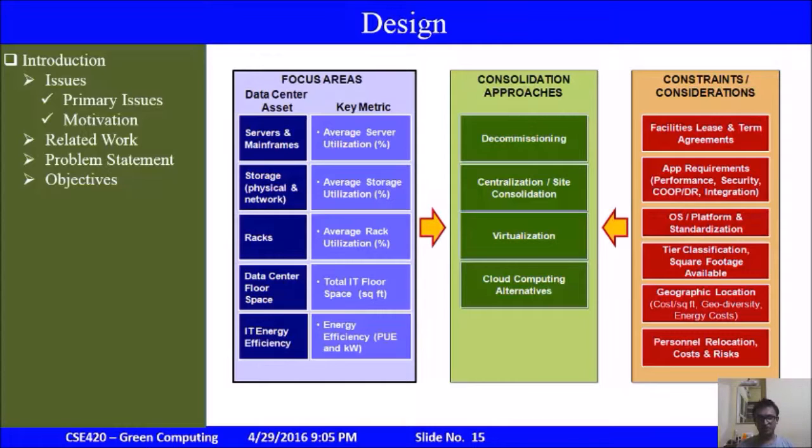The constraints or the considerations are the facility lease and term agreements. We also need the app requirements, that is performance, security, integration. It also includes OS, platform, and standardization. Also, there's a three-tier classification: geographic location, personnel relocation. And the consolidation approaches we follow are decommissioning, centralization, site consolidation, virtualization, cloud computing alternatives.